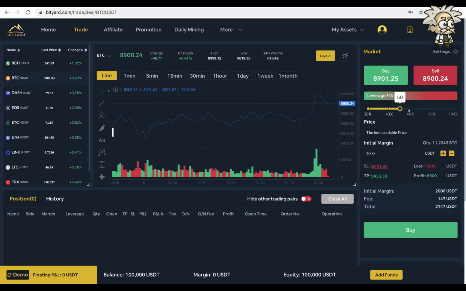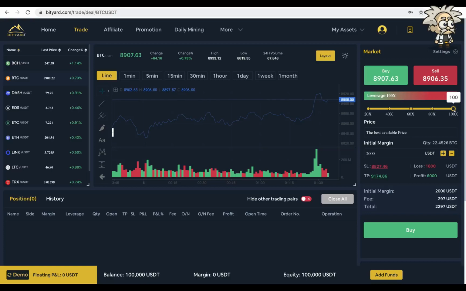Now you guys can see as I slide my cursor over this leverage, these numbers are going to change. So the initial margin changes, right? Did you see? The initial margin we had was 8.9 BTC. If we go to 50 times leverage, it turns into 11 BTC. All the way up to 100 times leverage, that's 22 BTC.